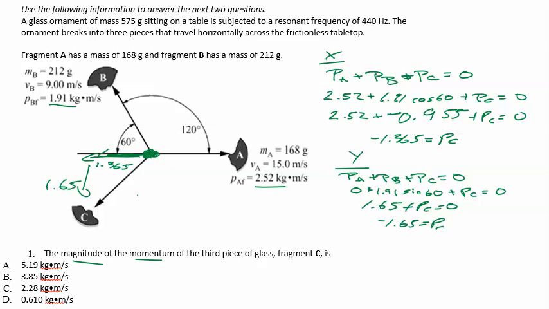We want to find the magnitude, so it's c squared is equal to a squared plus b squared. And going through the Pythagorean theorem, you will find that the answer is 2.28 meters per second, or C.